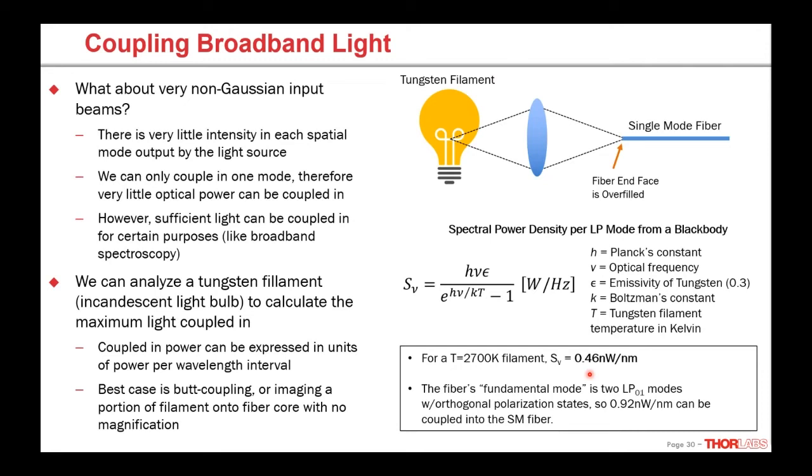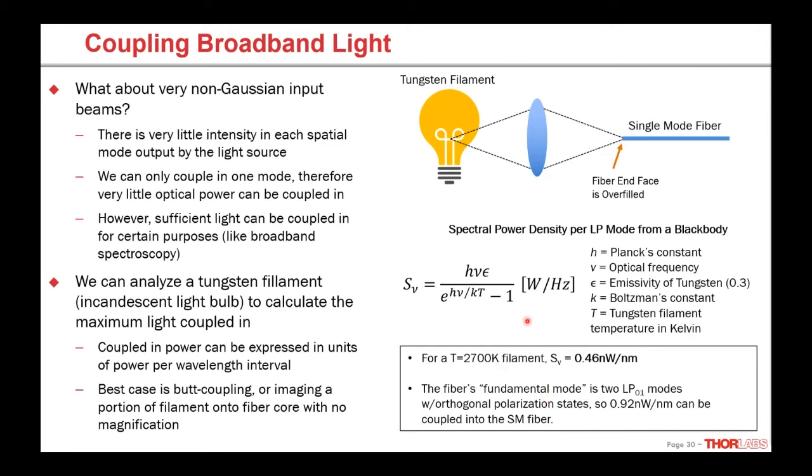So not very much. That fiber's fundamental mode, if you recall, we said this once or twice in the first talk, is actually 2 linear polarization modes, orthogonal modes. We treat them as one. So we can double that number. We get about 0.92 nanowatts per nanometer. And that's really about the maximum into a single mode fiber with that filament temperature.